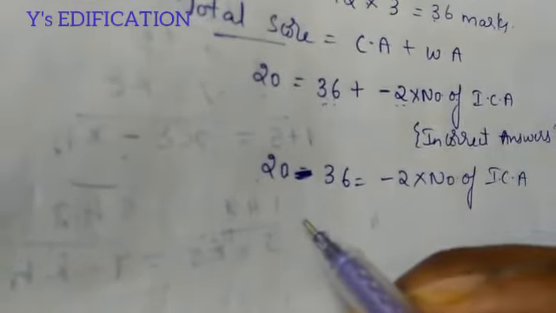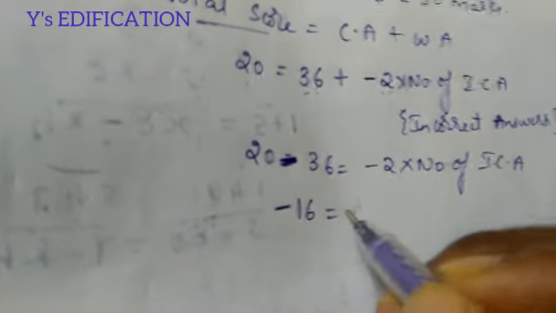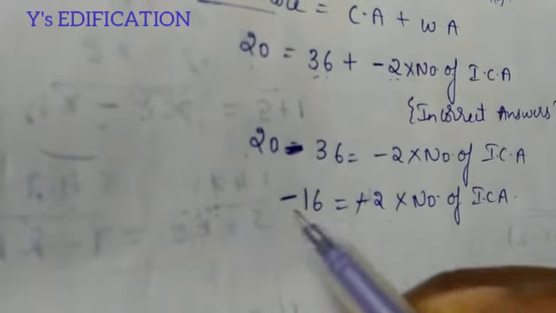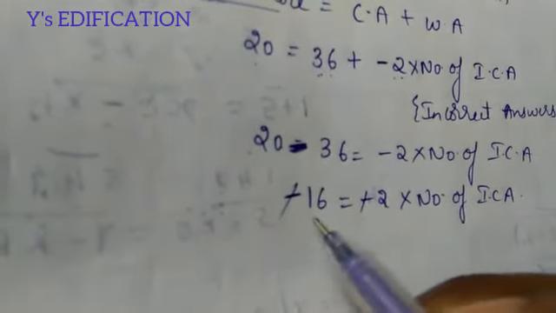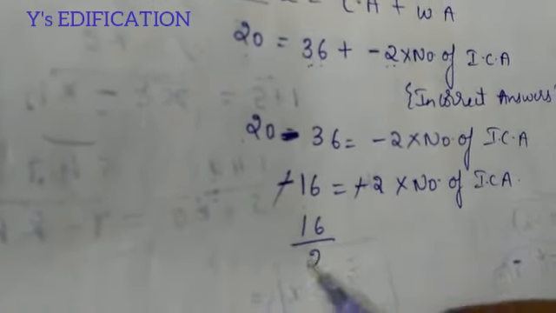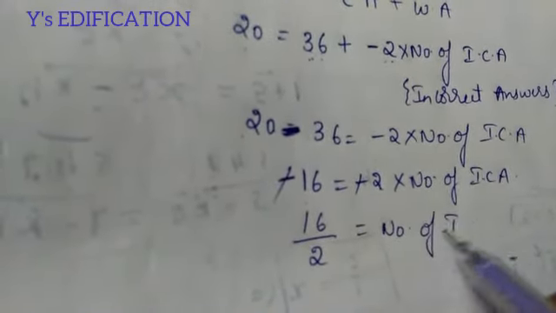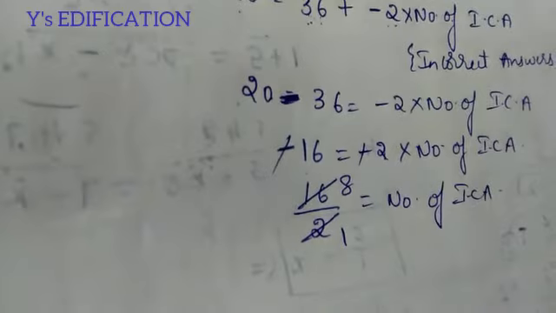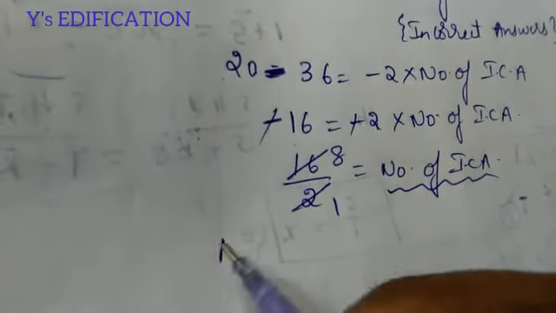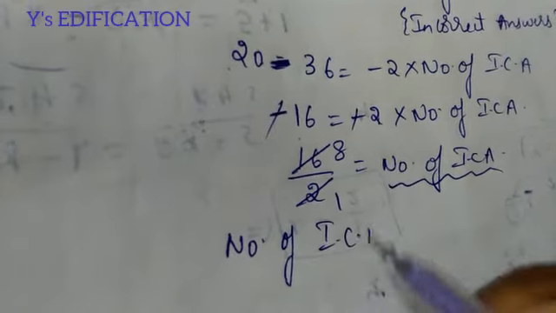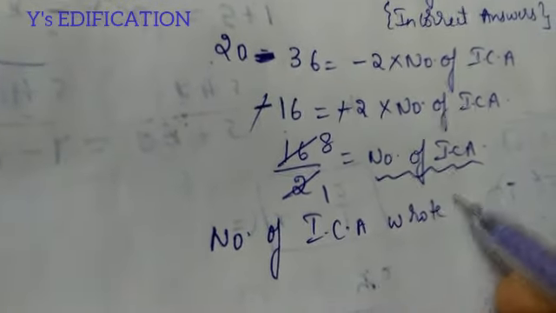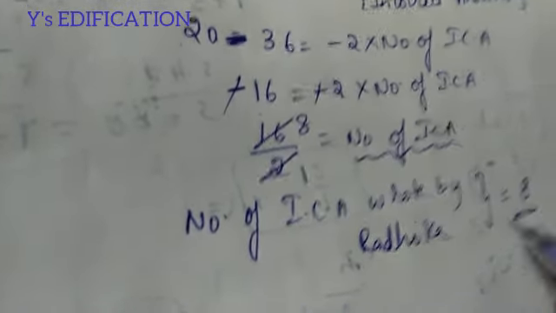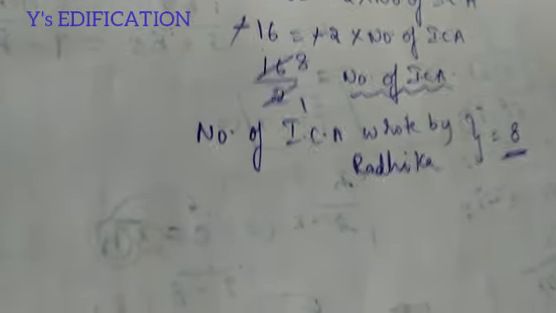Okay, so what is 20 minus 36? 20 minus 36 is minus 16, which is equal to minus 2 into number of incorrect answers. Here the negatives get cancelled, and this 2, when we transpose it to LHS, becomes division by 2 is equal to number of incorrect answers. We can cancel this, 2 into 8. So the number of incorrect answers written by Radhika is 8. She wrote 8 incorrect answers and 12 correct answers. That's why her score is 20.